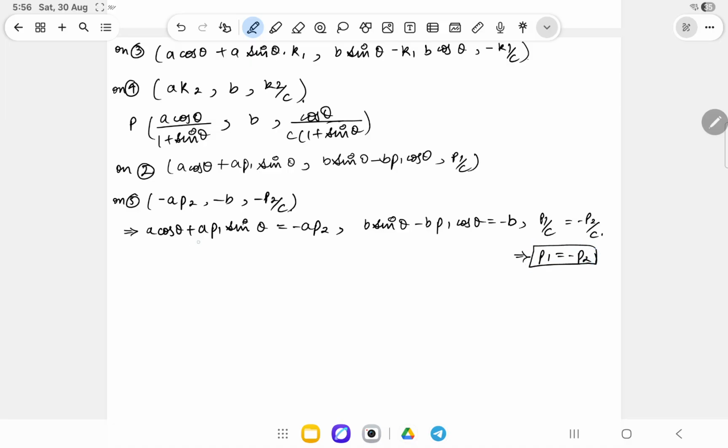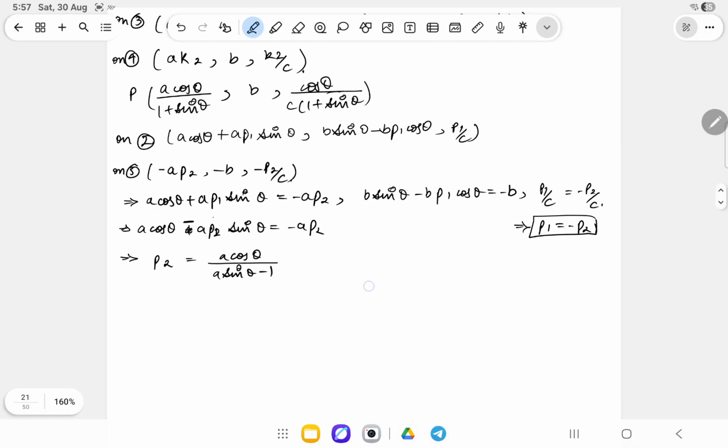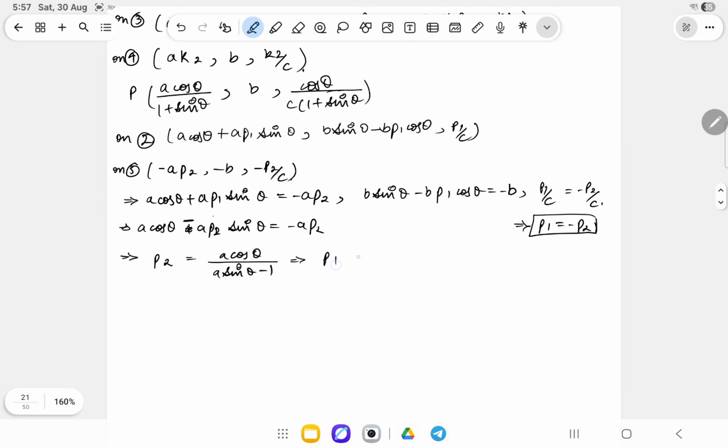So if I use this relation here, I'll be getting a cos theta plus a p1, that is minus p2, minus p2 sin theta is equals to minus a p2. So from here I'll be getting p2 as a cos theta upon a sin theta minus 1. So this is my p2, and from here my p1 will be a cos theta upon 1 minus a sin theta. Now let us just substitute this value of p1 and p2 here and see if it satisfies this or not.